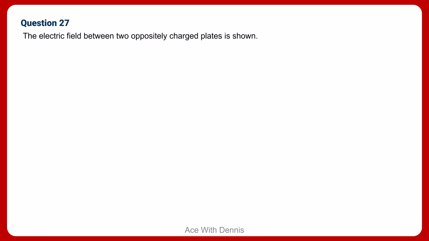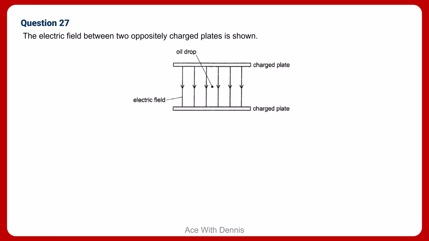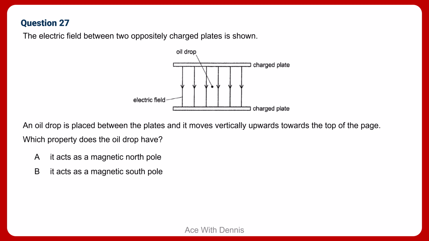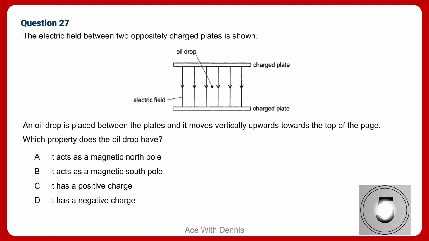Question 27. The electric field between two oppositely charged plates is shown. An oil drop is placed between the plates and it moves vertically upwards towards the top of the page. Which property does the oil drop have? A. It acts as a magnetic north pole. B. It acts as a magnetic south pole. C. It has a positive charge. Or D. It has a negative charge. The answer is D. It has a negative charge.